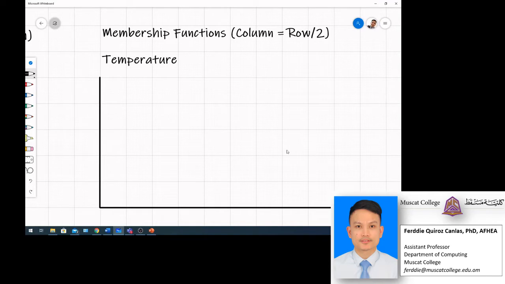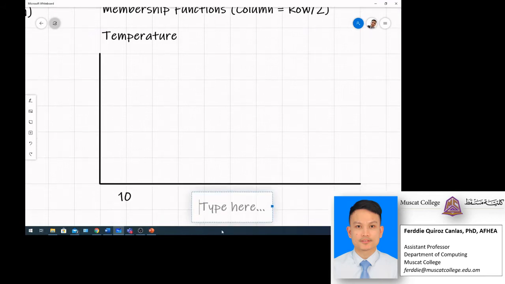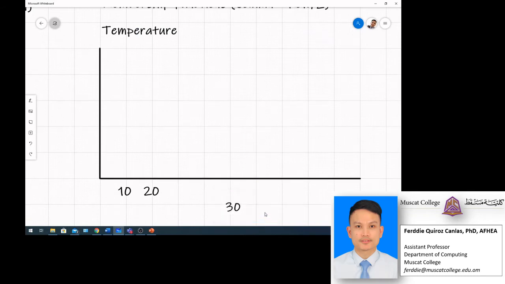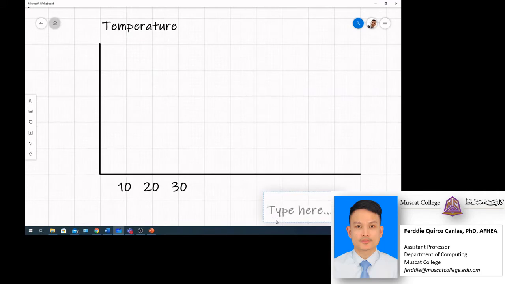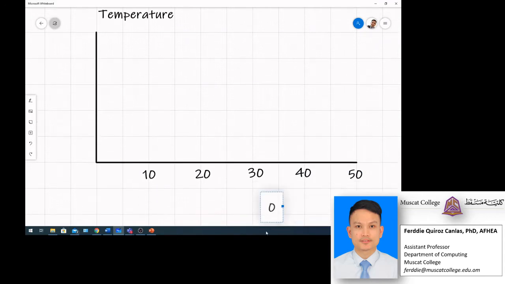So let me mark each block with values. So this should be 10. The first block will be 10. Then I have to write in here 20. And then we have 30. Then we have 40. Then we have 50. Okay. So we have to place them properly. 50 is here. 40 is in this point. 30 is in this point. 20 is in this point. 10 is in this point. So we could place 0 here.